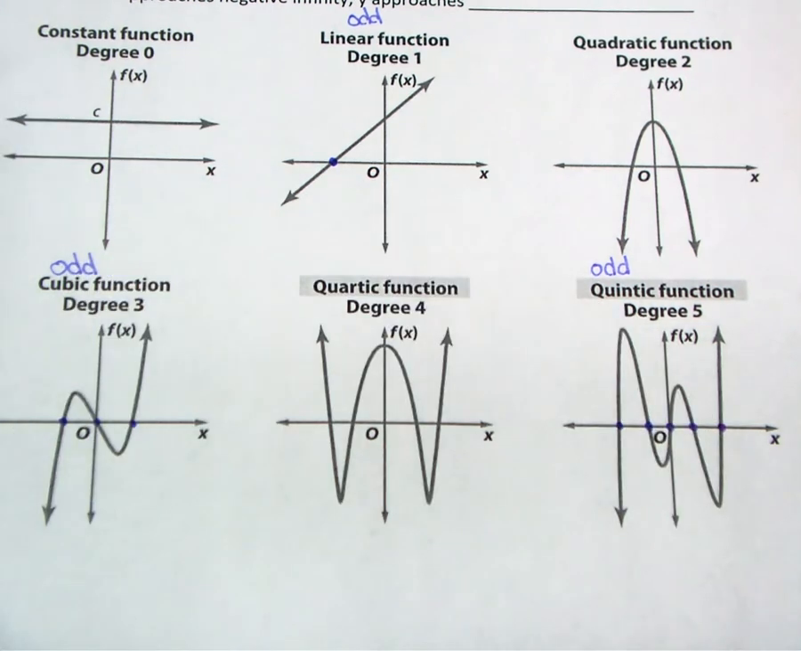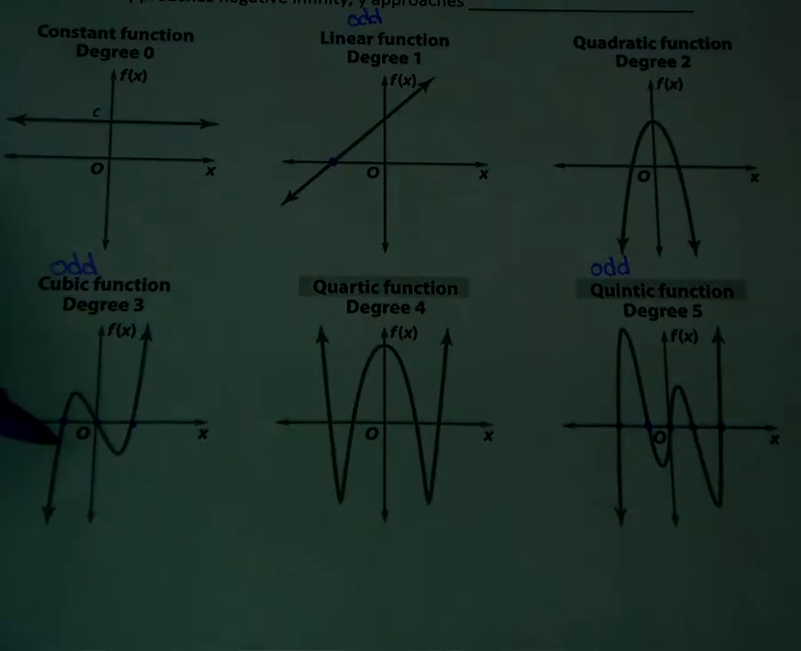Now it's said that all the odd degree functions have an odd number of real zeros. So that means, remember I said the most number of places it could cross for the degree of 3 would be 3 places. That means that it could have only 1 zero.